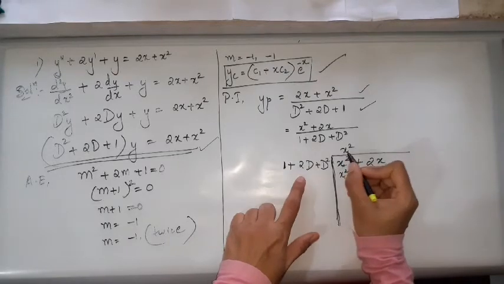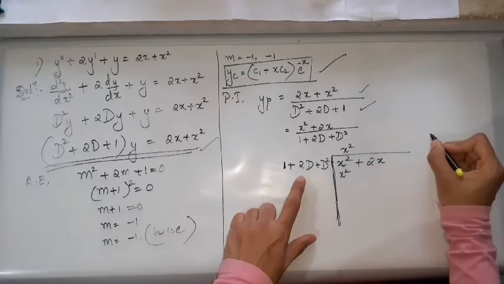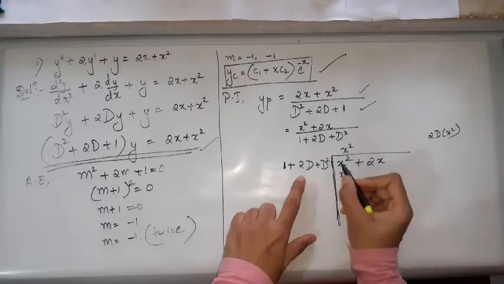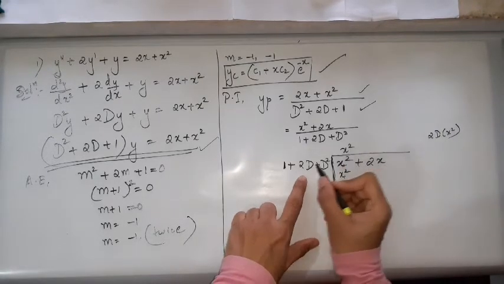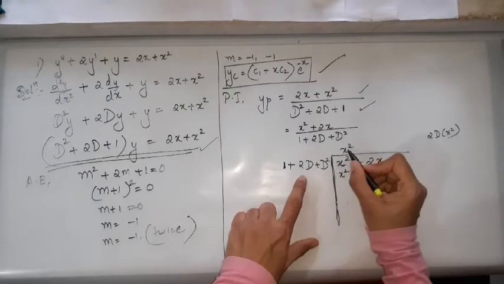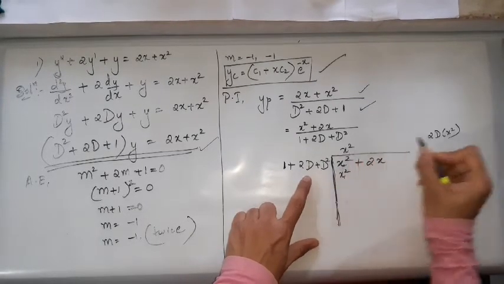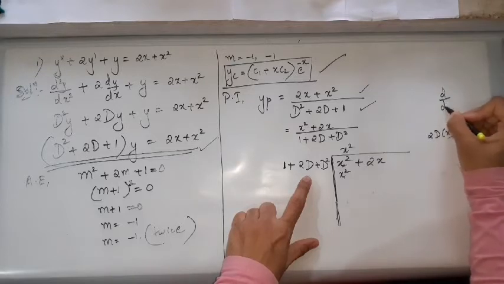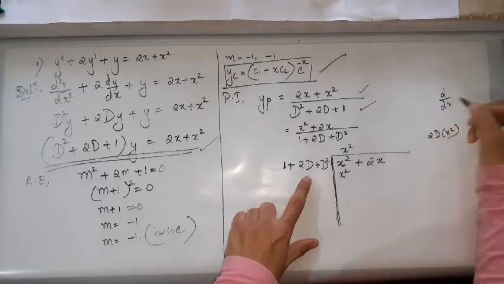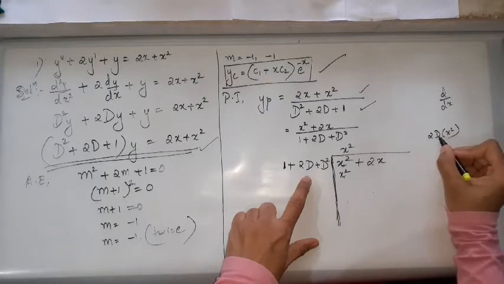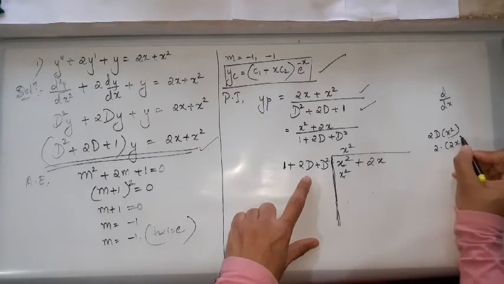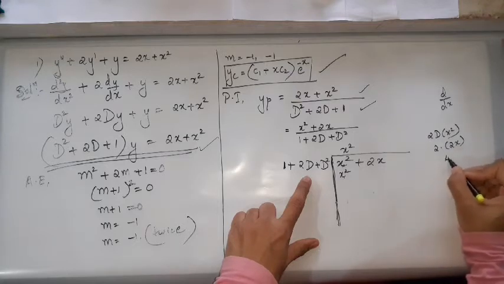Then multiply this x square with this 2d. It is something like 2 times d of x square. Did you get it? You are multiplying this x square with this 2d, 2 times d of x square. Now what is d? D is nothing but d by dx, which means it is 2 times the derivative of x square. What is the derivative of x square? It is 2x, right? So multiply it together, so you get 4x.